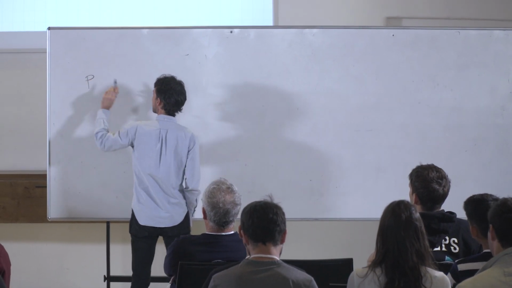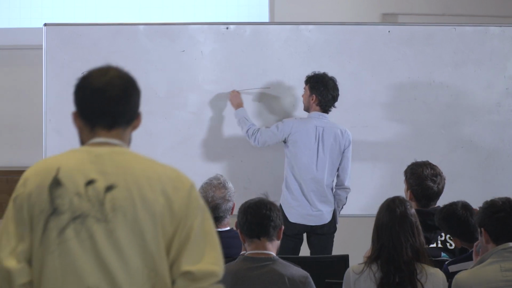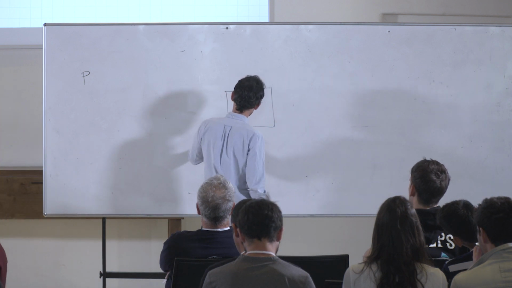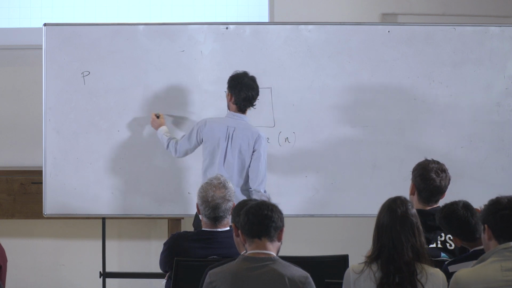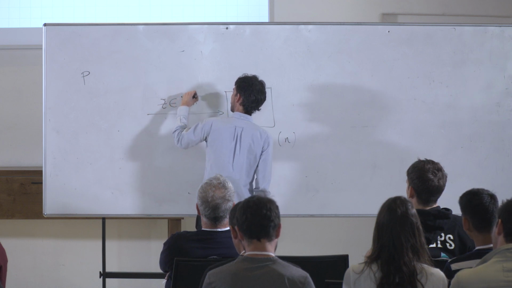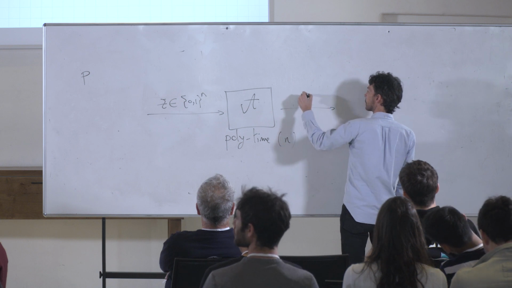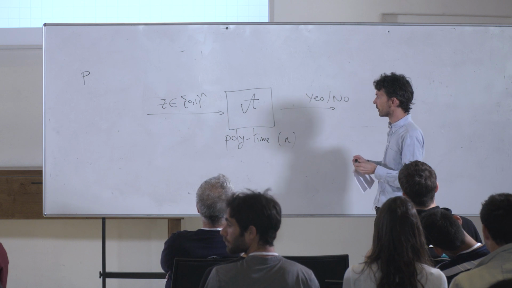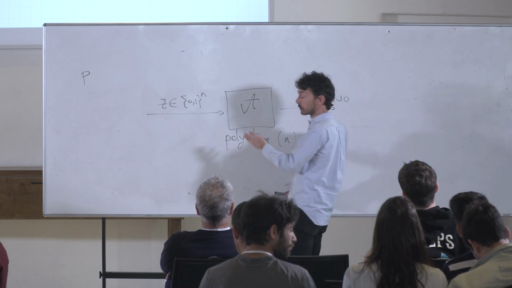The first one everyone knows is P. So a problem is in P if there's an algorithm that should run in polynomial time in the length of its input. So it receives an input Z, which is an n-bit string. It runs in polynomial time in n, and then it outputs a decision, yes or no. So in general, for simplicity, we focus on decision problems. And the problem is in P if this algorithm makes the correct decision all the time.